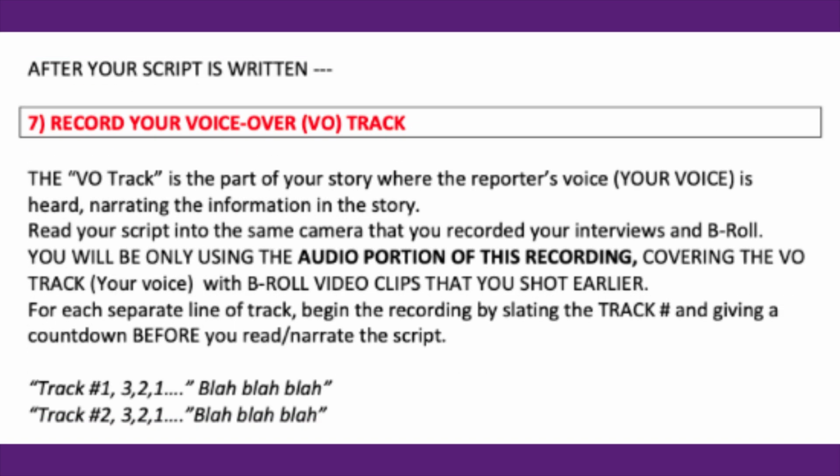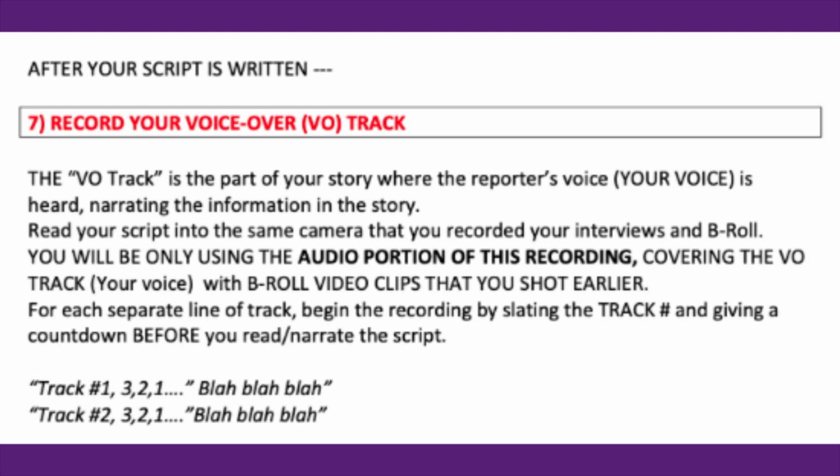So then you need to record your voiceover, the VO track, because you're going to be recording the narration, all the parts, everything that's not a soundbite, it's going to be in your voice. So the VO track is the part of the story where the reporter's voice, your voice, is heard, narrating the information in the story. Read your script into the same camera that you recorded your interviews and your B-roll. You're only going to be using the audio portion of this, and you're going to cover that voiceover track with B-roll video clips that you shot earlier.